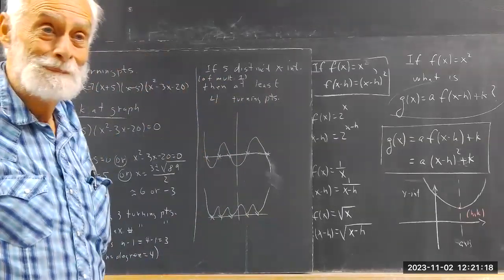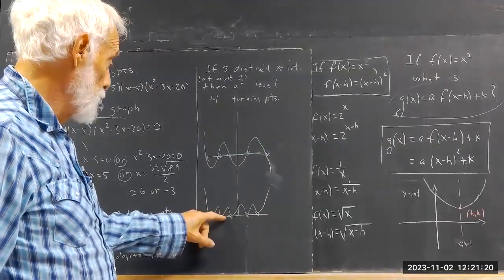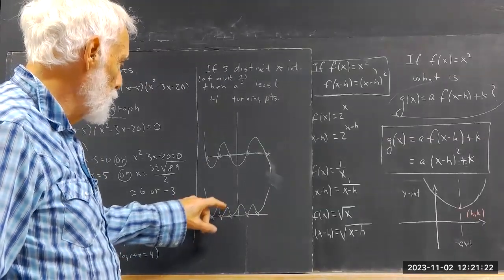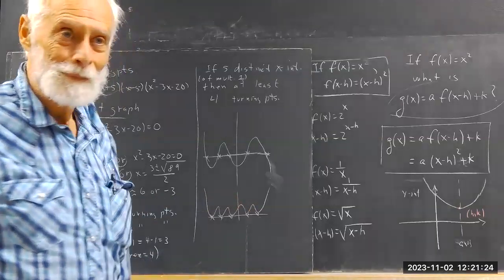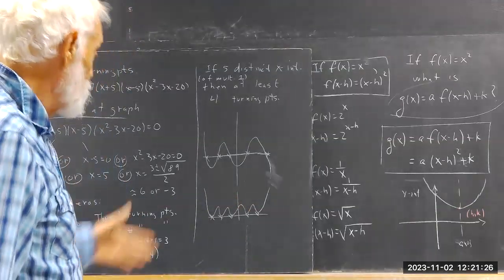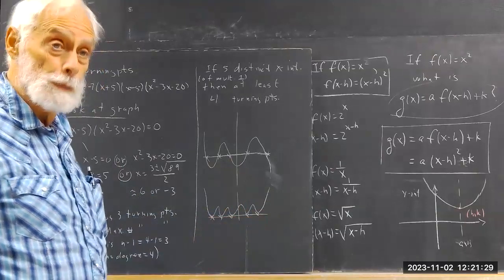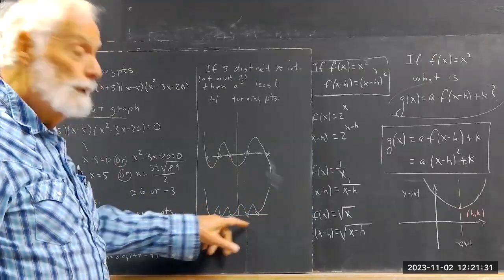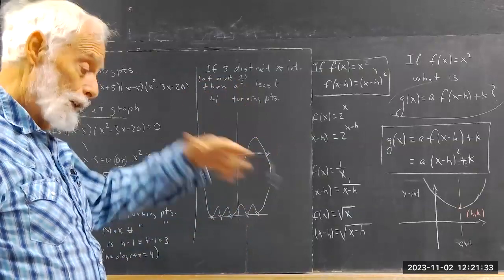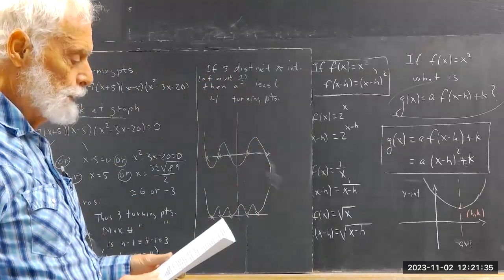It can have 9. Count, 1, 2, 3, 4, 5, 6, 7, 8, 9. Okay. Because the degree would be 10. These would all be of multiplicity 2. Should have an x squared involved with each of these. You'd have 5 of them, give you x to the 10th power. Okay.